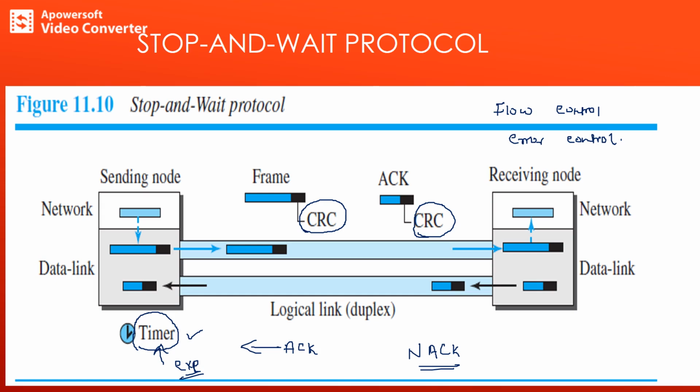Suppose the acknowledgement is not received and the timer is expired, at that instant the sending node knows that the respective frame is not yet received at the destination, and it needs to retransmit the same frame once again. That means the sender needs to maintain a copy of the frame until the successful transmission.